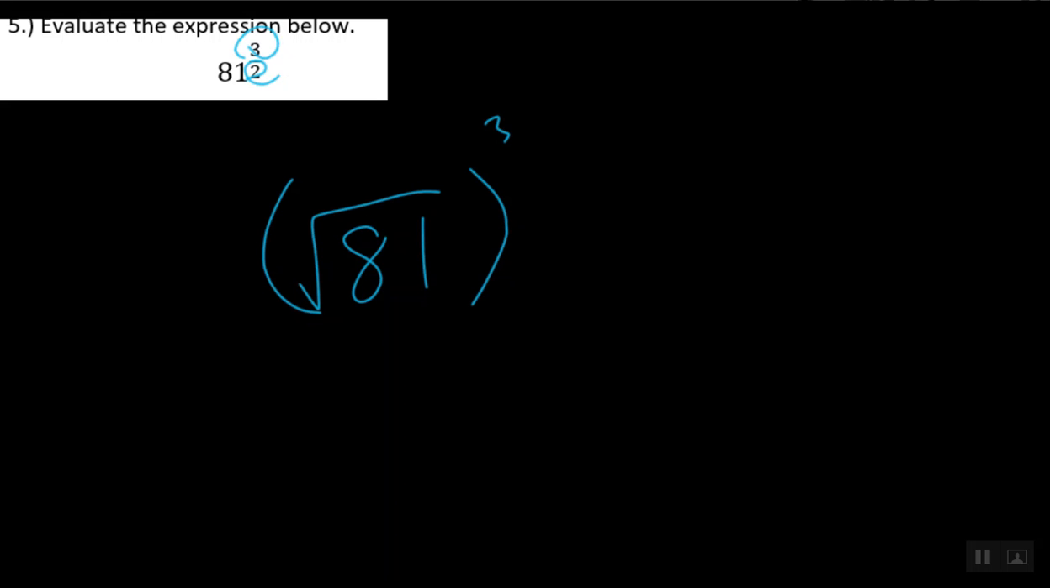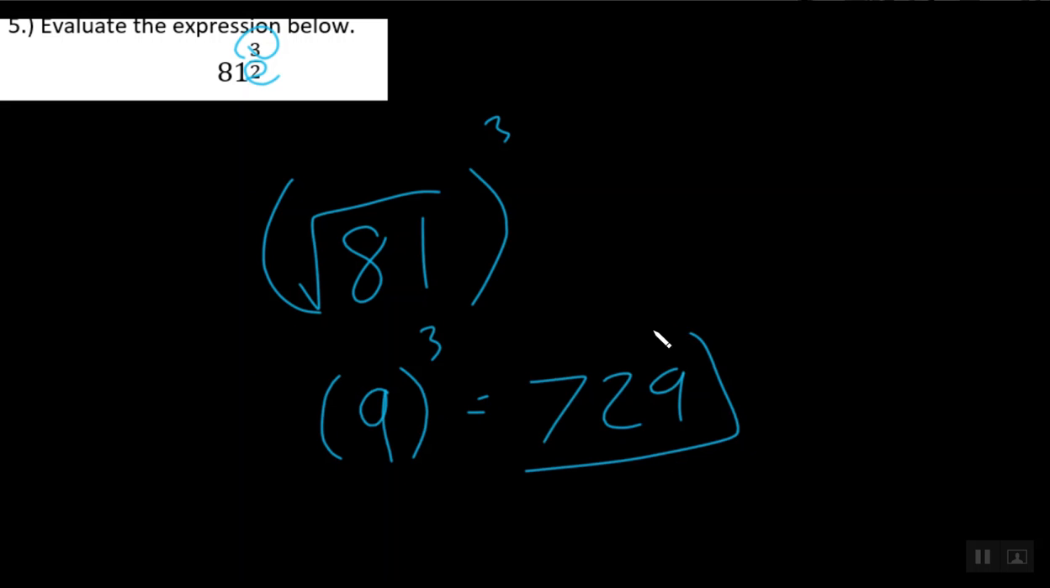So our first question becomes, what's the square root of 81? And hopefully you would say 9. And we're going to say, well, what's 9 cubed? And of course, 9 cubed is going to be 729. If you don't have that one memorized, of course, you can use a calculator.